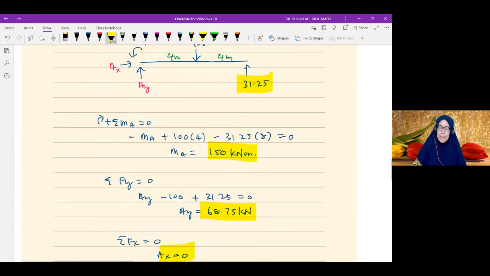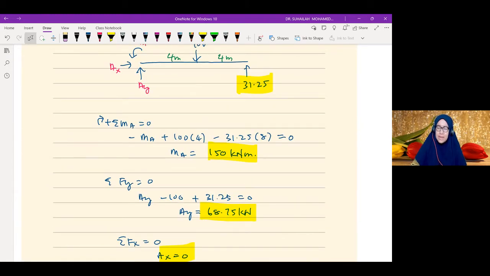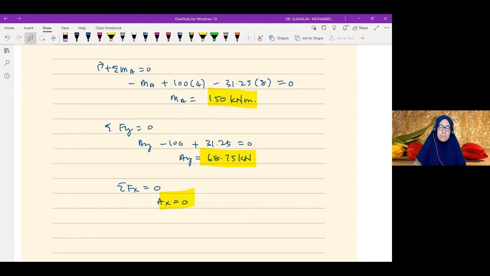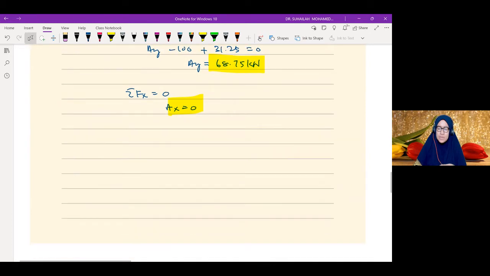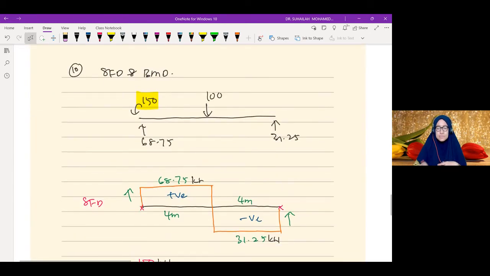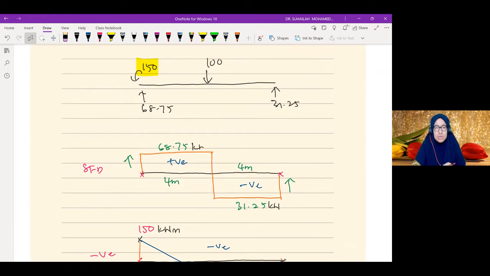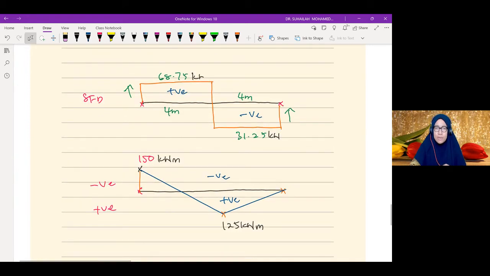So we get MA equivalent to 150 and AY is equivalent to 68.75. AX will be 0 because this is a beam. So using this, we can continue to draw the shear force diagram and bending moment diagram. Since this is a simple beam, by looking at the shear value, we can draw the shear force diagram. Always remember that the diagram must start at 0 position and end at 0 position, and the area of the shear force diagram is equivalent to the bending moment value.